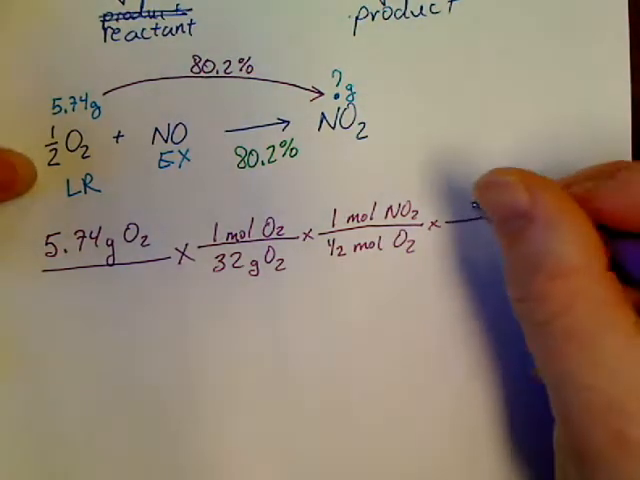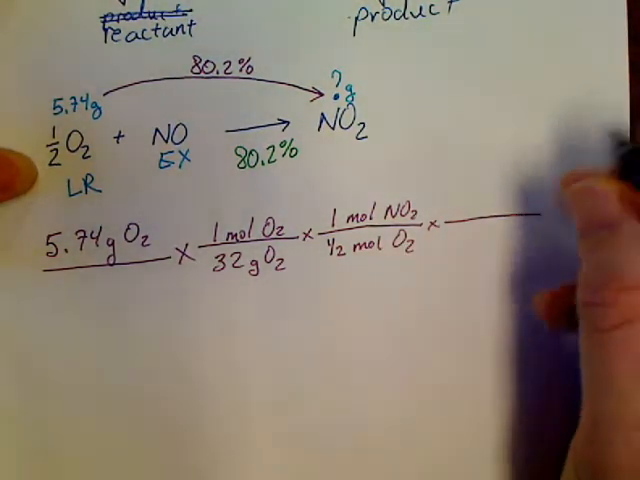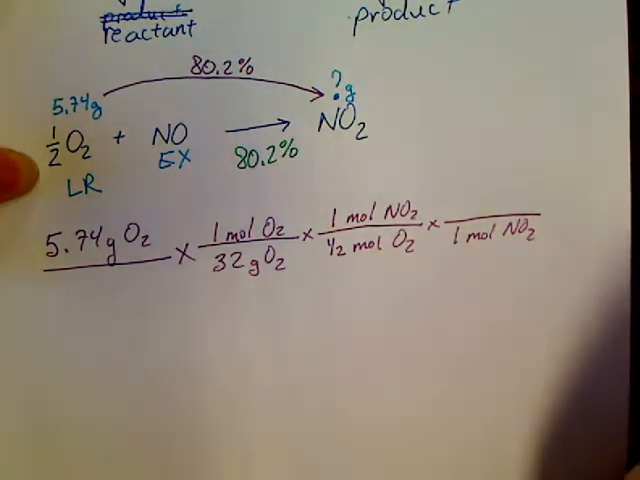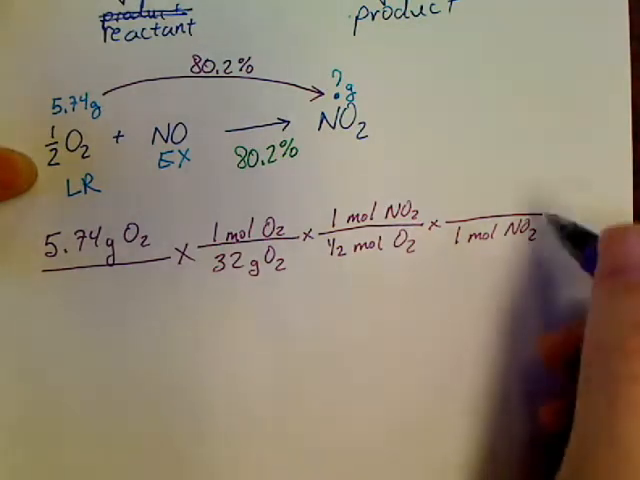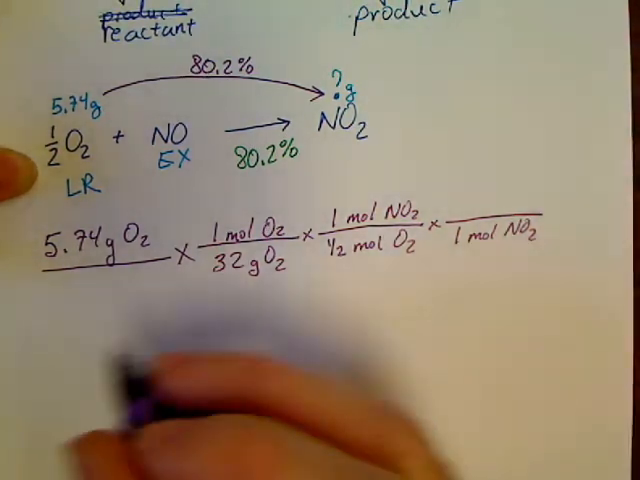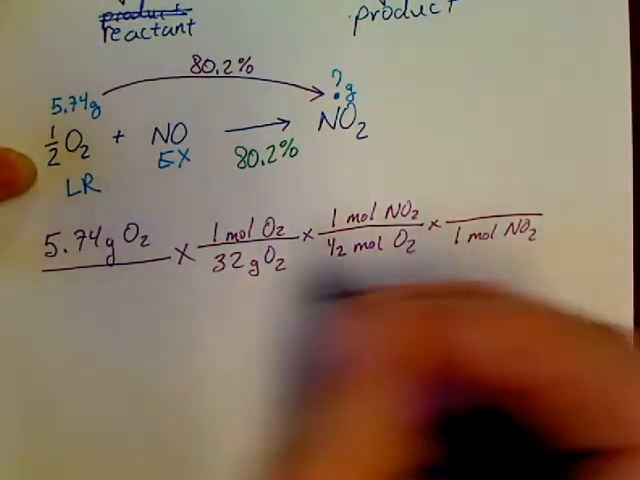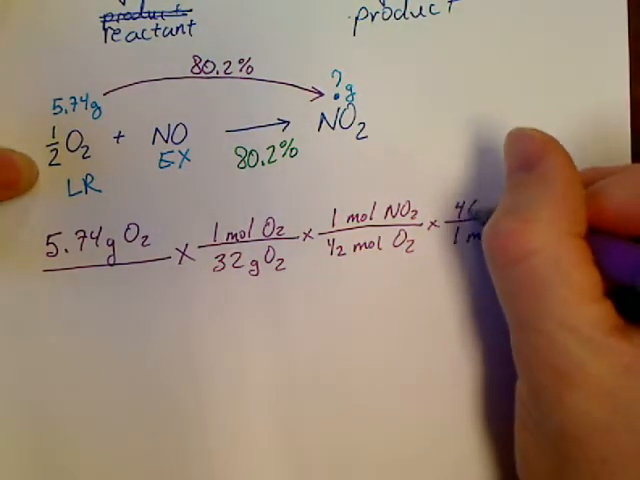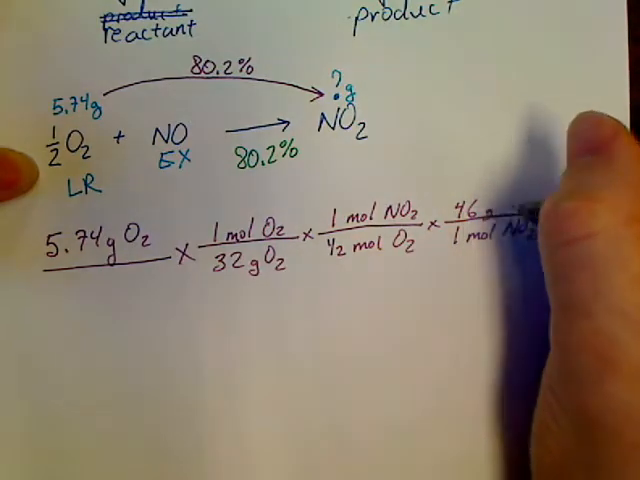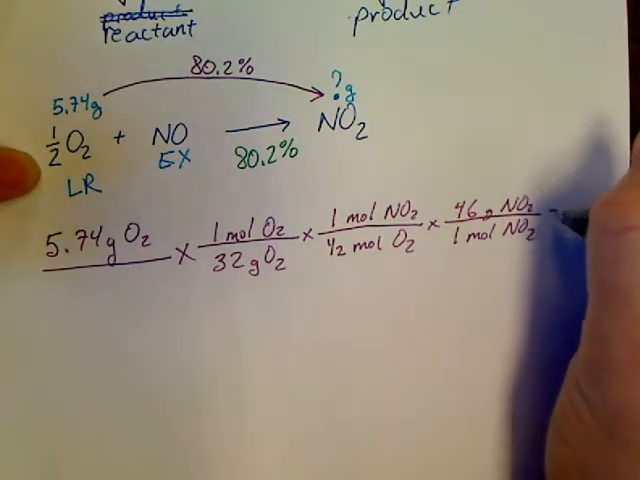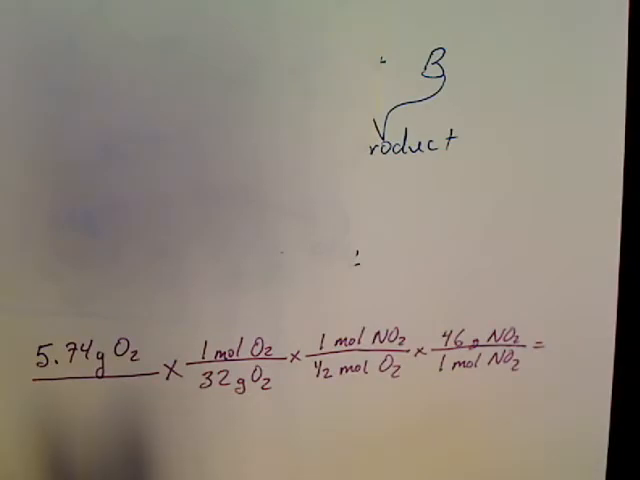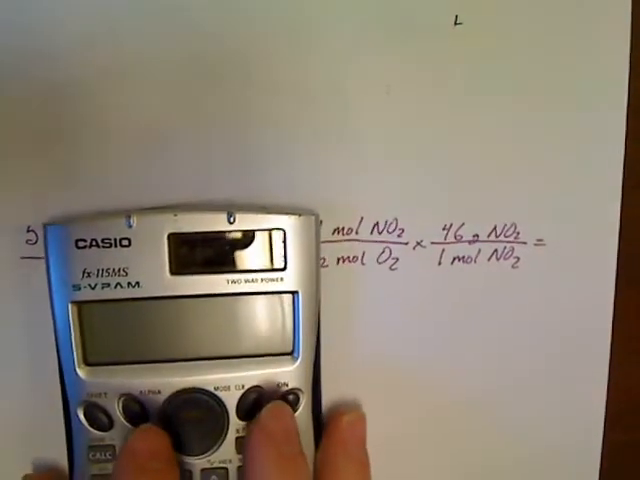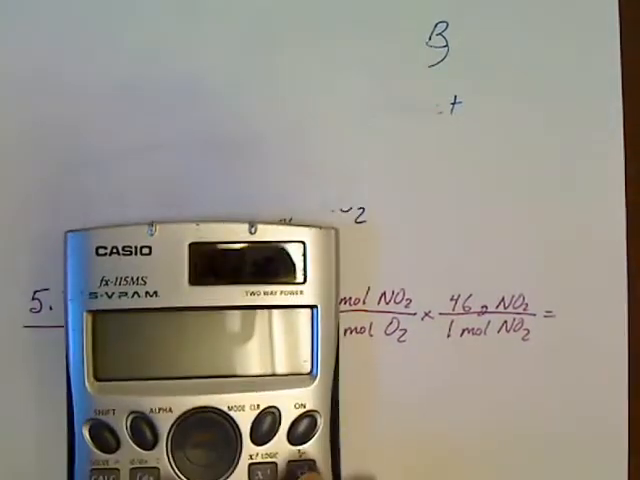All right, next step. We're in moles. We need to get the grams. 1 mole of NO2 has a mass of, well, you can help me out here. 16 times 2 is 32, and 14, there you go, 46. So there's 46 grams of NO2 per 1 mole. Now we're ready to plug this in the calculator. Let's pull out a nice old Casio here. So get that out.